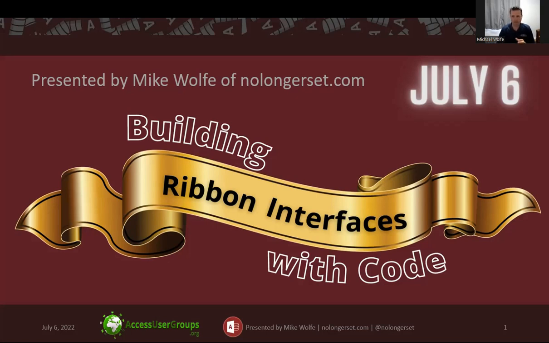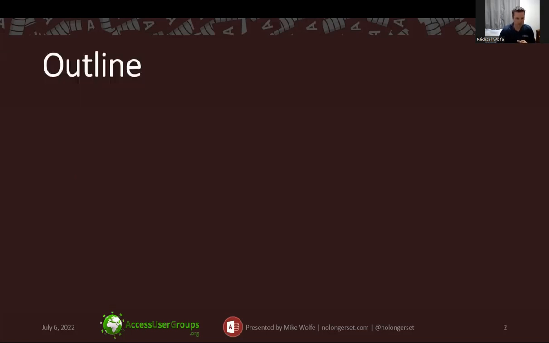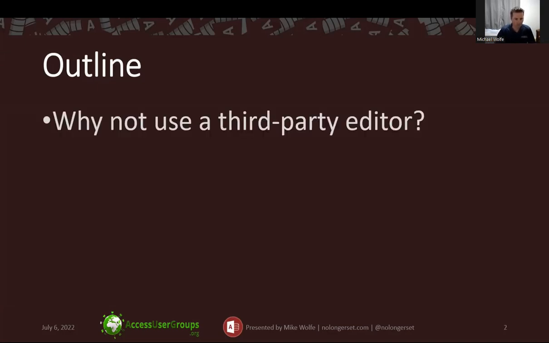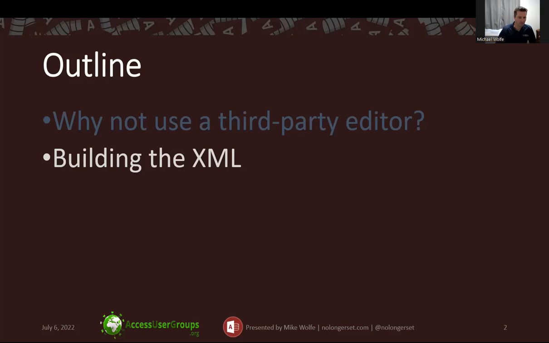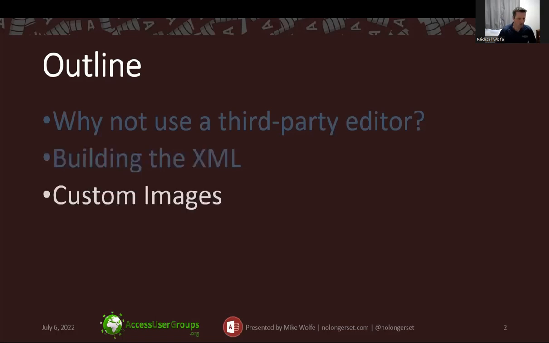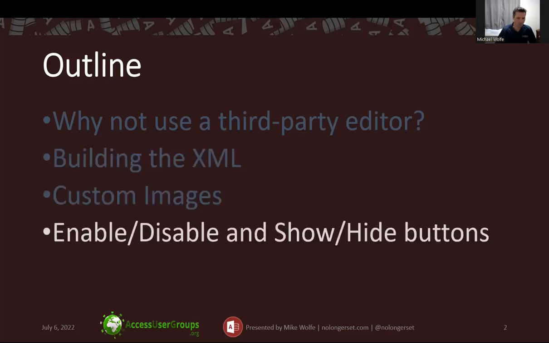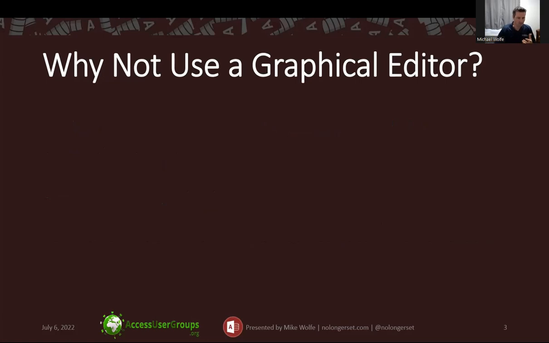So with that out of the way, we'll jump right into the outline of what we're going to cover today. We're going to start with why write your ribbon in code in the first place? Why not just use a third-party editor? Then what we need to do to build the XML, importing and displaying custom images, and enabling and disabling, and also showing and hiding buttons using callbacks. I'll keep this part pretty brief.